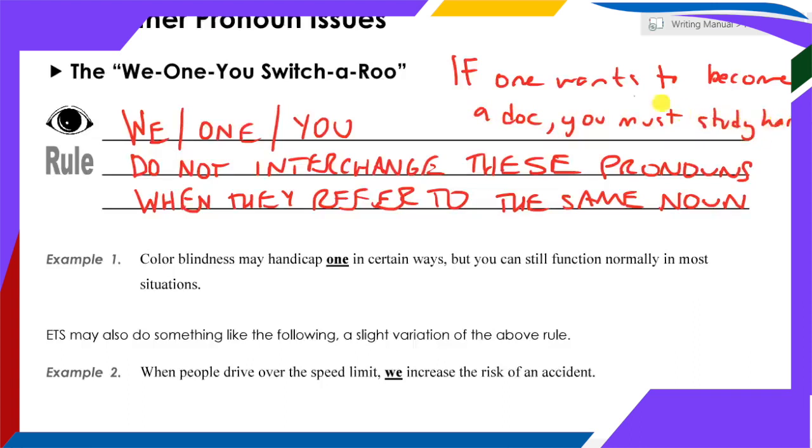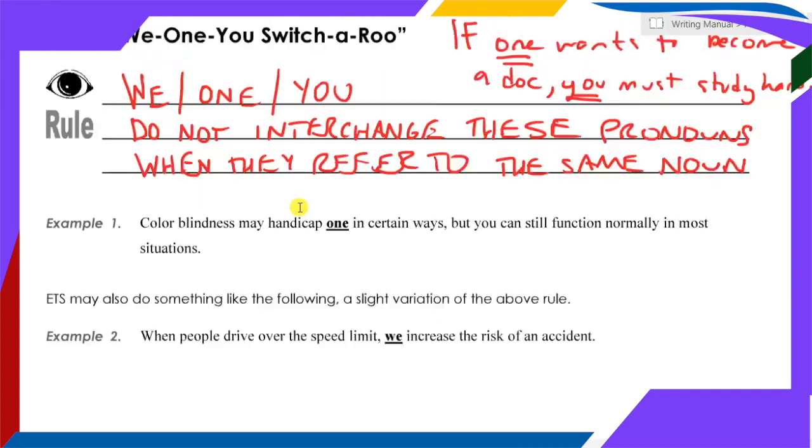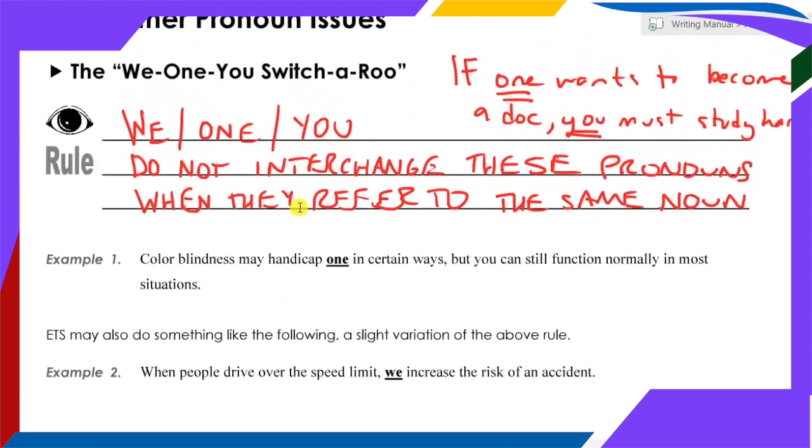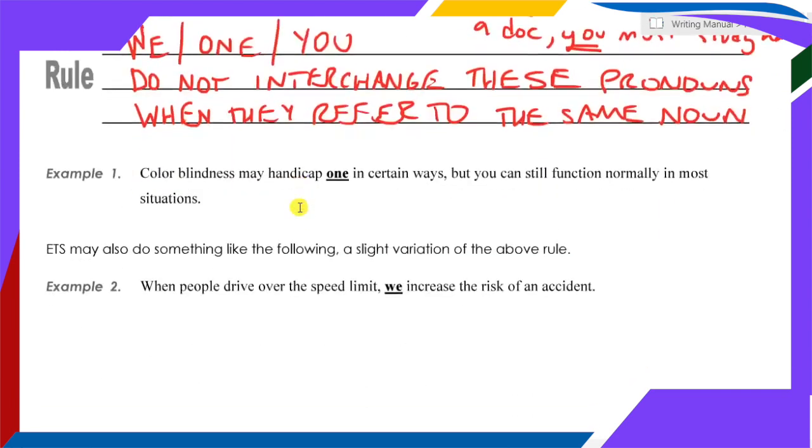What that sentence is literally saying, as written, is that if some generic person, this one, wants to become a doctor, you have to study hard. If you study hard, that generic person is going to become a doctor. We don't want to do that because obviously that's nonsense. That's not what the intended meaning of the sentence was. We want to make sure that we're consistent with we, one, and you. Example 1, press pause, do it on your own.